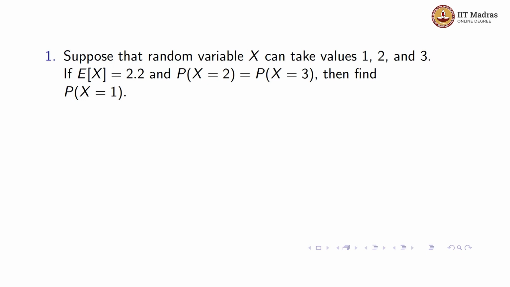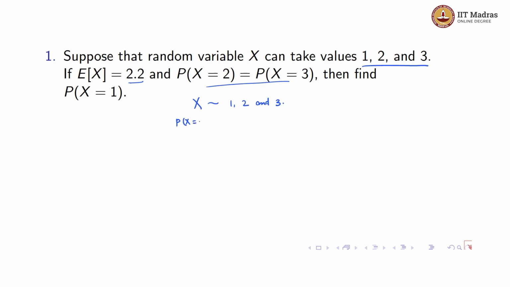Suppose that random variable x can take values 1, 2 and 3, and given that the expectation of the random variable is 2.2, with the information that the probability that it will take value 2 and 3 is the same. And what we have to find? We have to find the probability that it will take value 1. Okay, so here our random variable x is taking values 1, 2 and 3 with the information that the probability that it will take value 2 and 3 is the same.